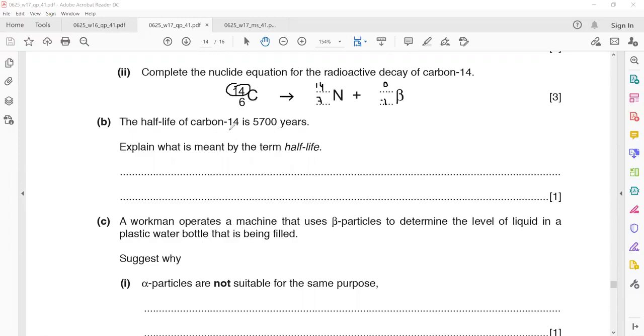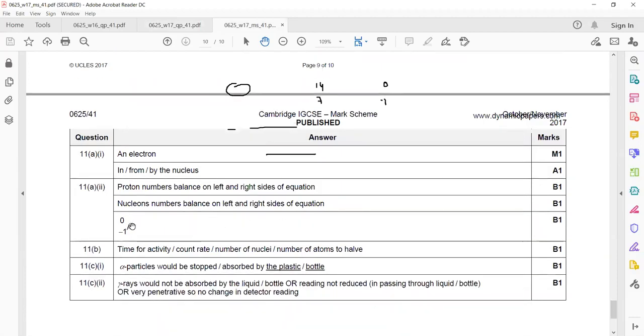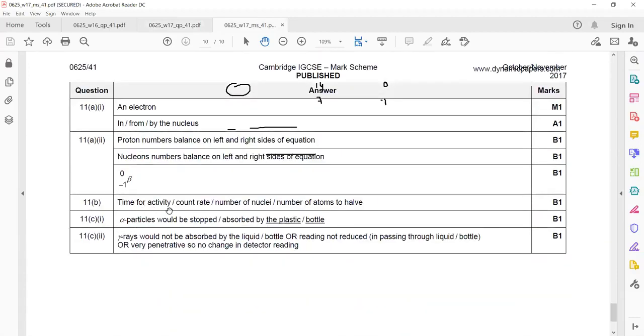The half-life of carbon-14 is 5,700 years. What is meant by the term half-life? What is the meaning of the term half-life? For the definition of half-life, I will show the marking scheme so that you can go through. It is the time for activity, count, number of nuclei or number of atoms to become half.